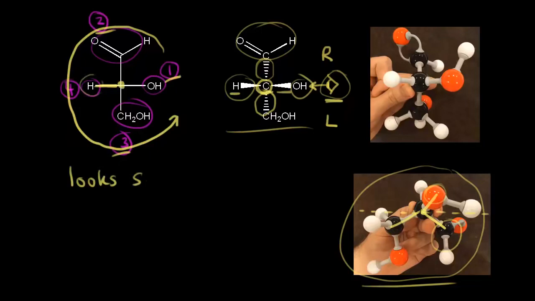However, since the hydrogen is actually coming out at us in space, we saw in an earlier video, the trick is just to take the opposite of how it looks. So if it looks S, it's actually R. And this trick should always work when you're working with Fischer projections. So there are many ways to do this. In my opinion, you should get a model set and figure out a method that works the best for you.